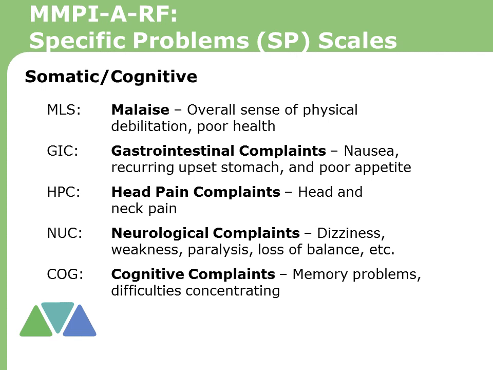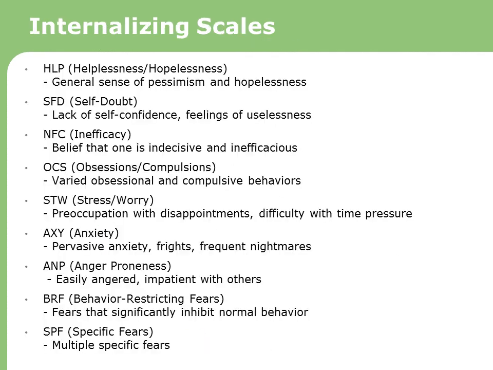So we have 5 scales that have to do with somatic cognitive distress, ranging from 4-item gastrointestinal complaints to 8-item malaise scale. We have 9 scales measuring various aspects of RCD demoralization, RC2 or RC7. They range from a 3-item brief restricting fear scale to a 10-item helplessness scale. So again, they're feeding off either demoralization, low positive emotions, or dysfunctional negative emotions, RC7.